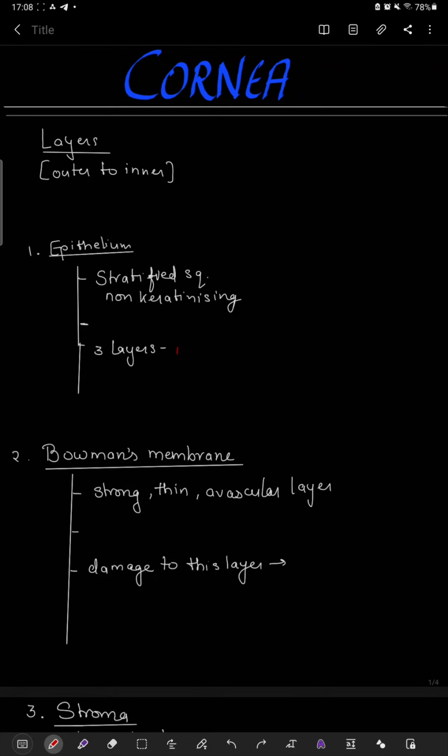So today's topic of discussion is cornea. The topic cornea is very vast and it will take a lot of time. So in this video, we will talk about the basics of cornea, the layers of cornea. So let's start. Talking about the cornea, it has a total of 6 layers. Earlier it was 5 layers, but now it is called 6 layers because a new layer has been introduced.